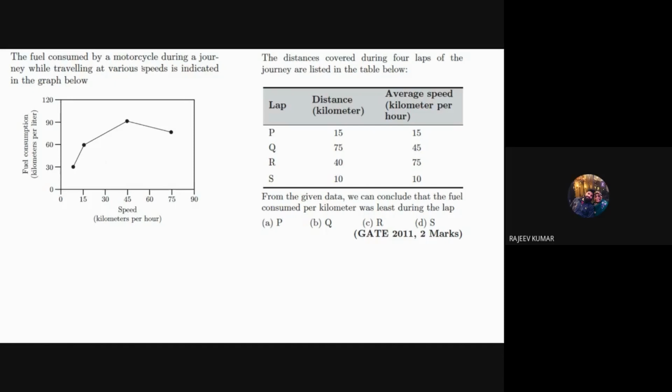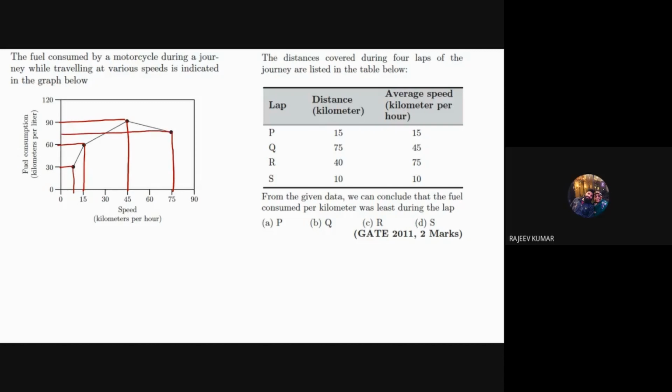The fuel consumed by a motorcycle during a journey while traveling at various speeds is indicated in the graph. If it is traveling at this speed, let's say around 10, it is consuming 30 kilometers per liter. That is the average mileage it is giving. If it is 15 kilometers per hour, then it is giving 60 kilometers. If it is 45, then it can give up to 90 kilometers per liter. And if it is 75, it will give somewhere between 90 and 60, so you can consider it to be 75.